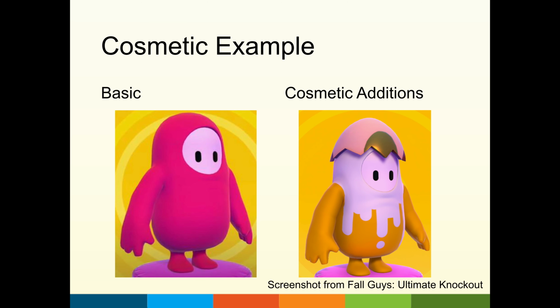Our first cosmetic example is coming from the game Fall Guys Ultimate Knockout. On the left-hand side, you have a basic jelly bean, and on the right, you have a jelly bean with cosmetic additions. The jelly bean with the cosmetic additions has both a costume with the eggshell top on it and a pattern, the dripping paint, and in a specialty color scheme. In Fall Guys, the cosmetics do not impact gameplay, they just allow for players to personalize their avatars.